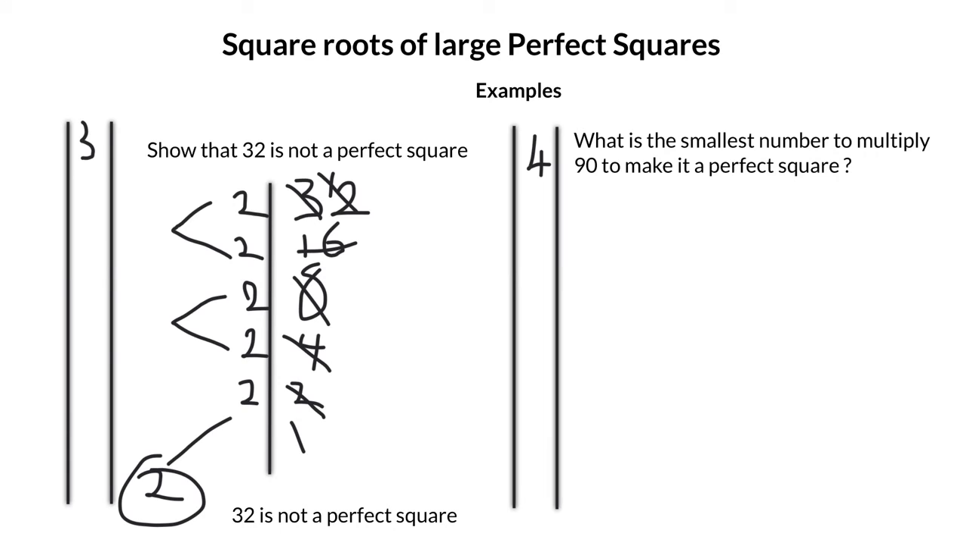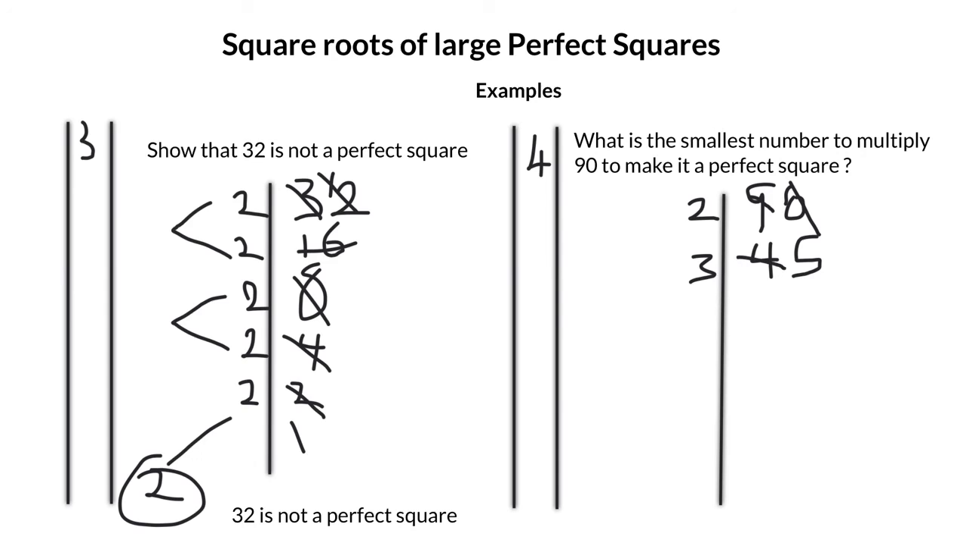Example 4. What is the smallest number to multiply 90 by to make it a perfect square? To find this, we'll have to adopt the long division approach again. Now put the number 90 here. The smallest number that can divide 90 is 2. 2 into 9 will give us 4, remainder 1. 2 into 10 will give us 5. Now 3 will go. 3 into 4 will give us 1, remainder 1. And 3 into 15 will give us 5. 3 will go again. 3 into 15 will give us 5. 5 will go. And 5 into 5 will give us 1.